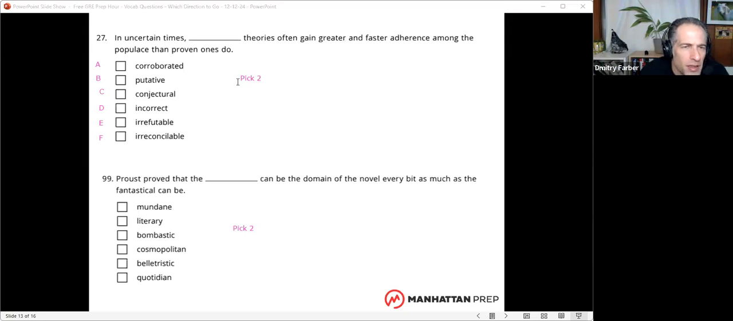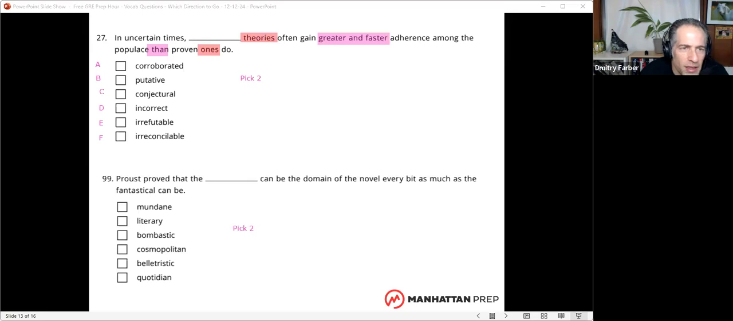So what do we know? Here, the first one we've got: in uncertain times, blank theories often gain greater and faster adherence than proven ones do. So we see a contrast: greater and faster than. And notice there's also this repeat, like we saw with those behaviors or this or that or these, right? So when they say ones, they're talking about theories.